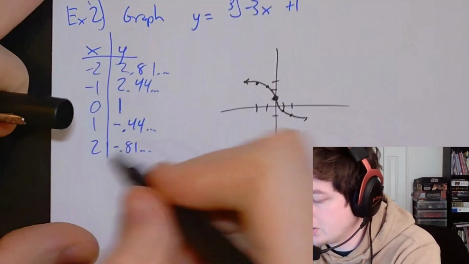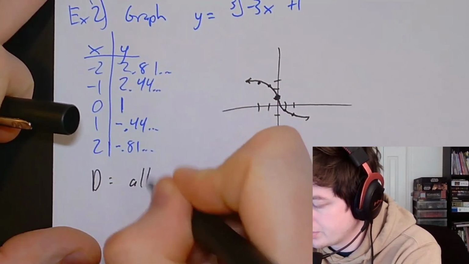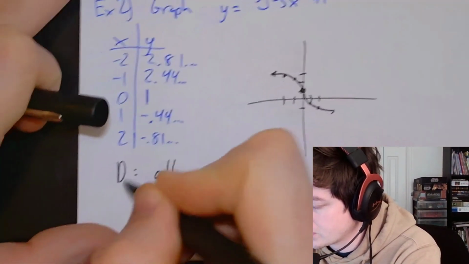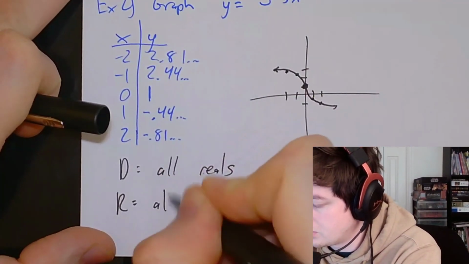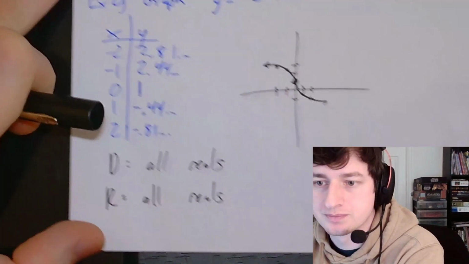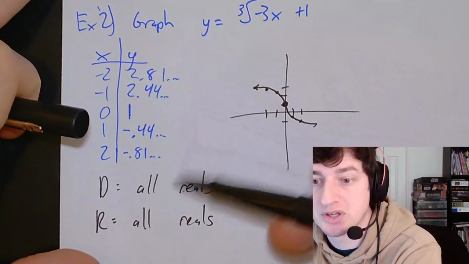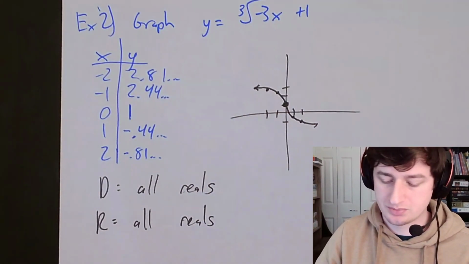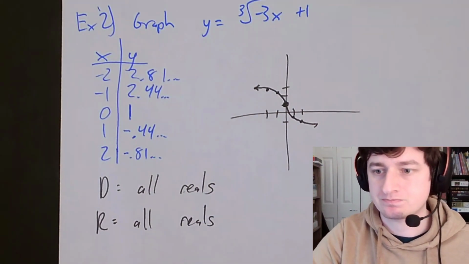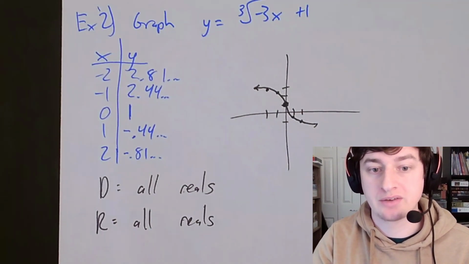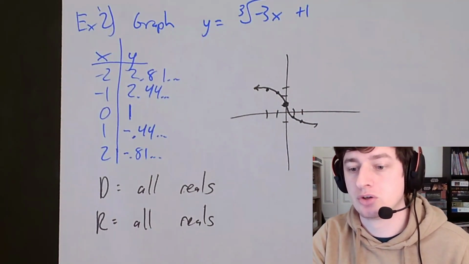And then the domain and range, all reals. And the range also all reals. Okay, so that one's actually easier, I think, because the domain and range are just always all the reals. Okay. So that's graphing square root and cube root functions.